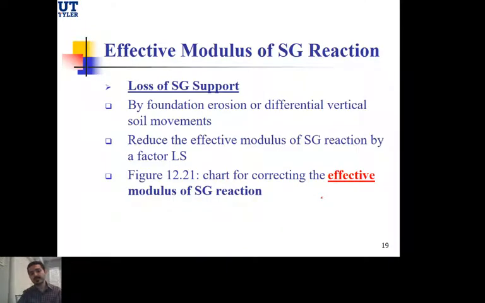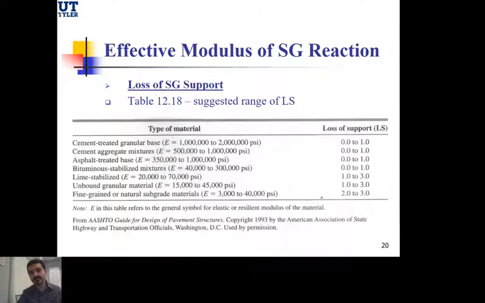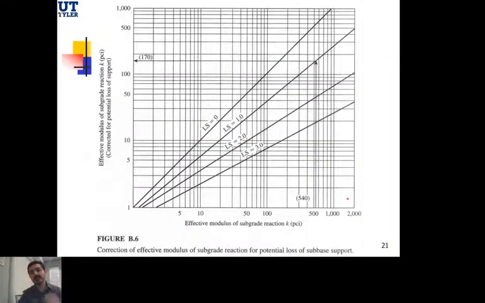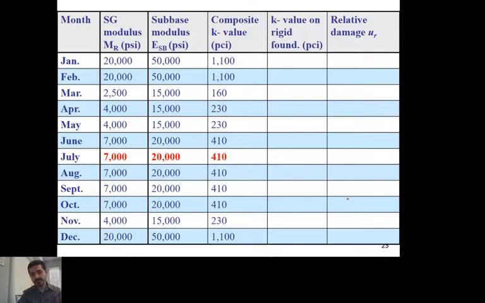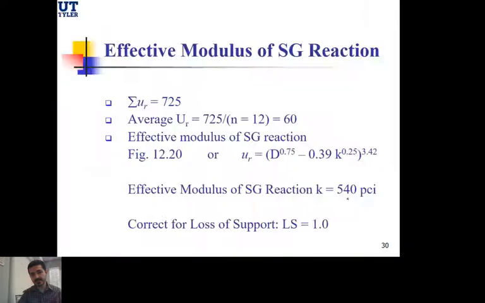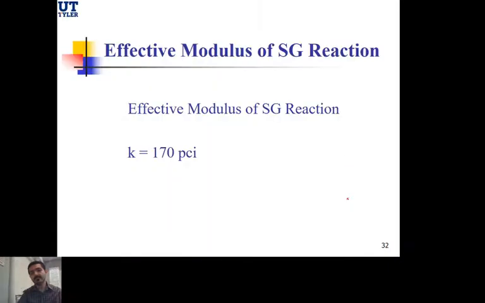And the last thing when it comes to correction was the loss of support, and how this is basically determined by the type of material that we use. If it's cement treated aggregates or asphalt treatment, the loss of support is very minimal, somewhere between 0 and 1. But if we have unbound granular materials or even fine grained materials, the loss of support would be significantly high, 2 to 3, and we got to know how to use this graph to reduce the amount of K as the final stage of the correction process that we learned last time. And we had a couple examples. I highly recommend you to go through those examples. They're very important and very informative as well.